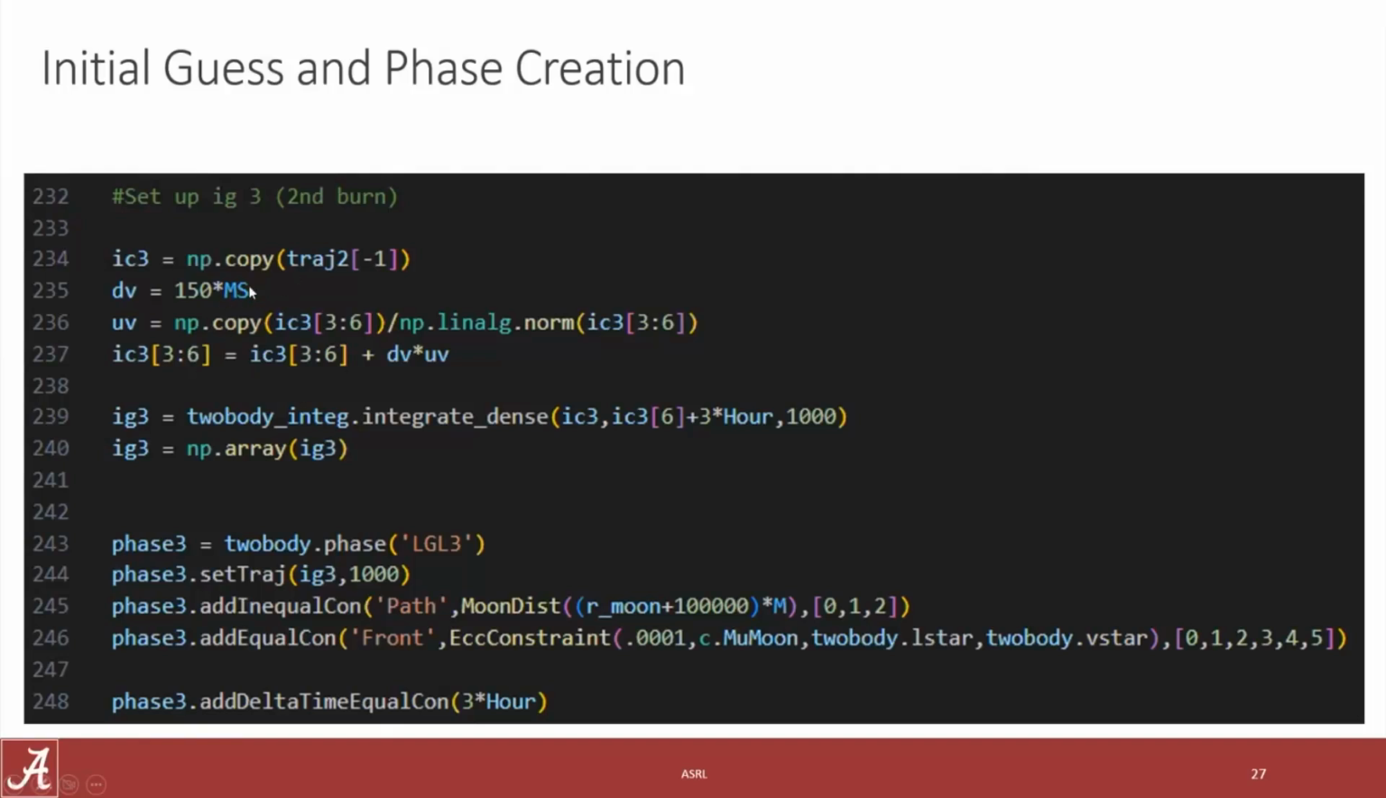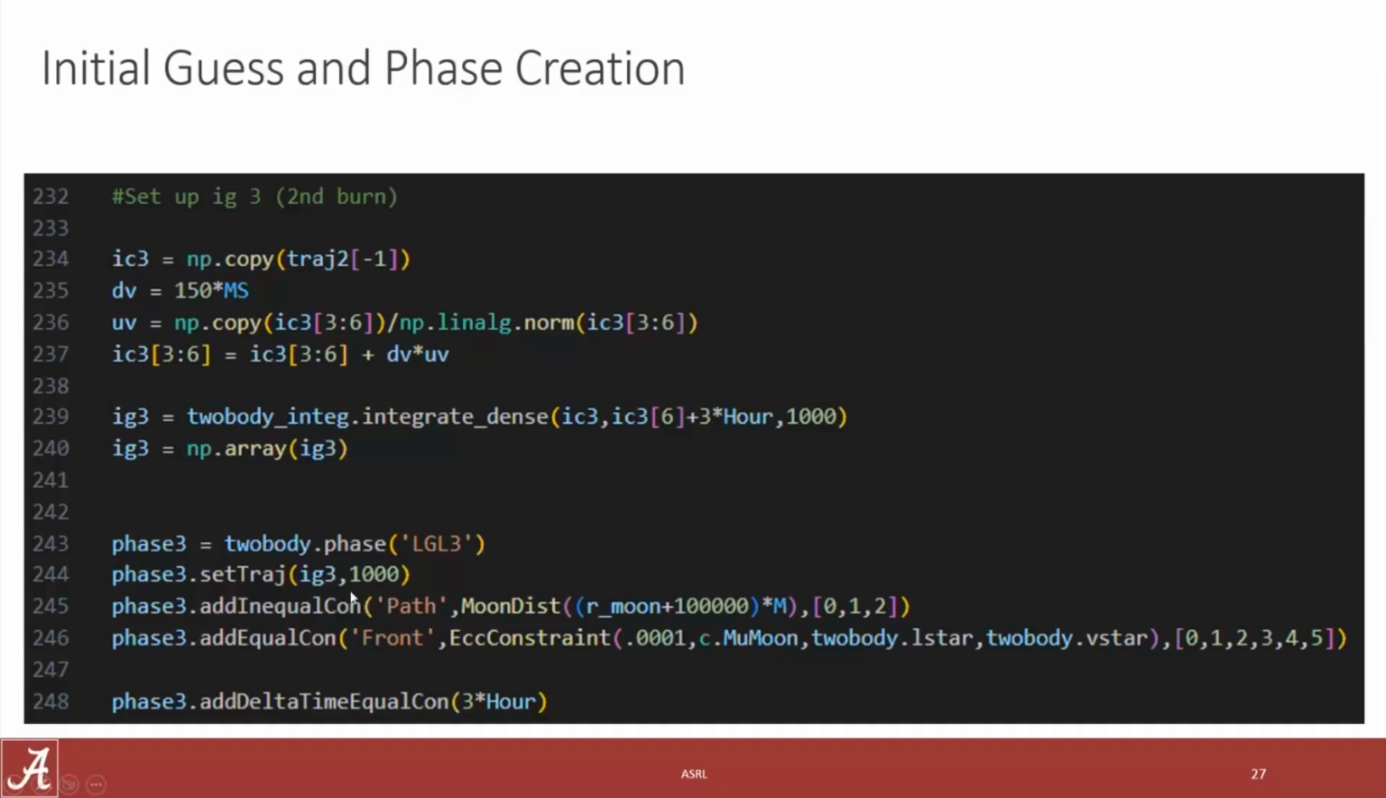So once you've got that, we need a new initial guess and phase. So once again, this second burn, so IC3, we're going to take the very end of trajectory 2. I just guessed 150 meters per second for a burn, compute the velocity prograde, and add your guess magnitude of burn to the prograde direction of velocity. So now you have an initial condition. You can integrate it through your two-body integrator that we already have instantiated to get your initial guess. And then you make a new phase.